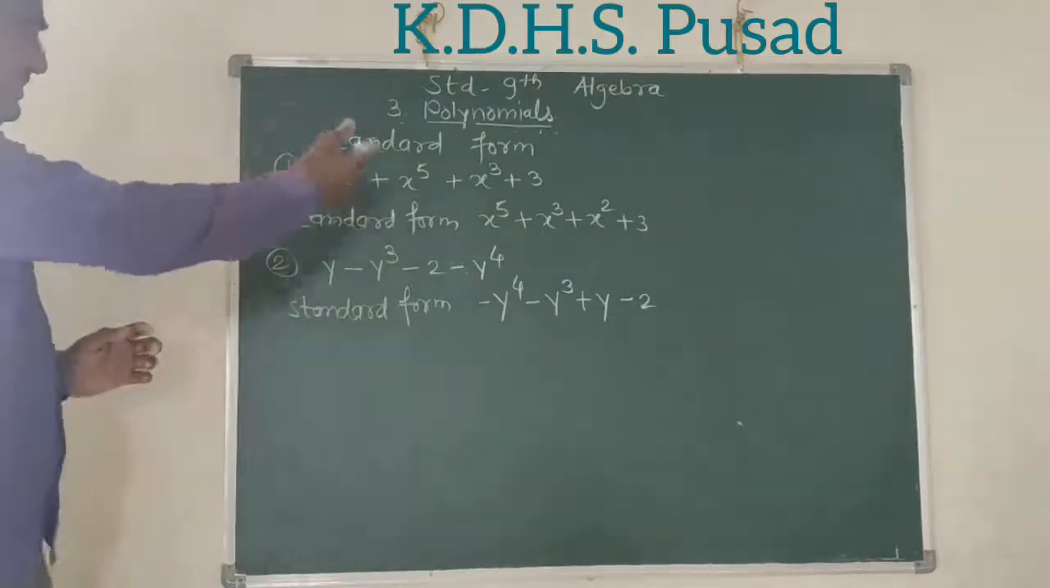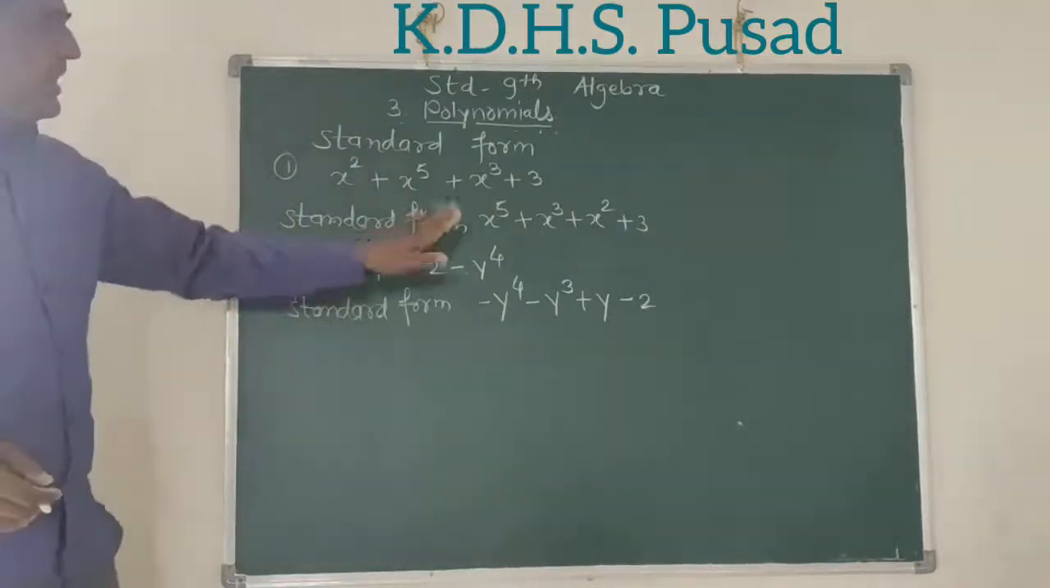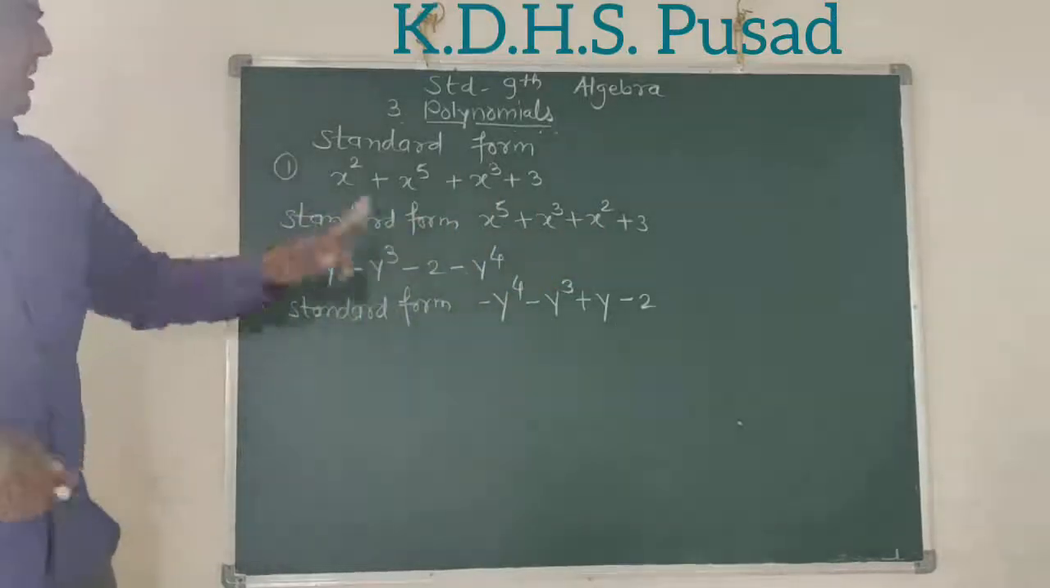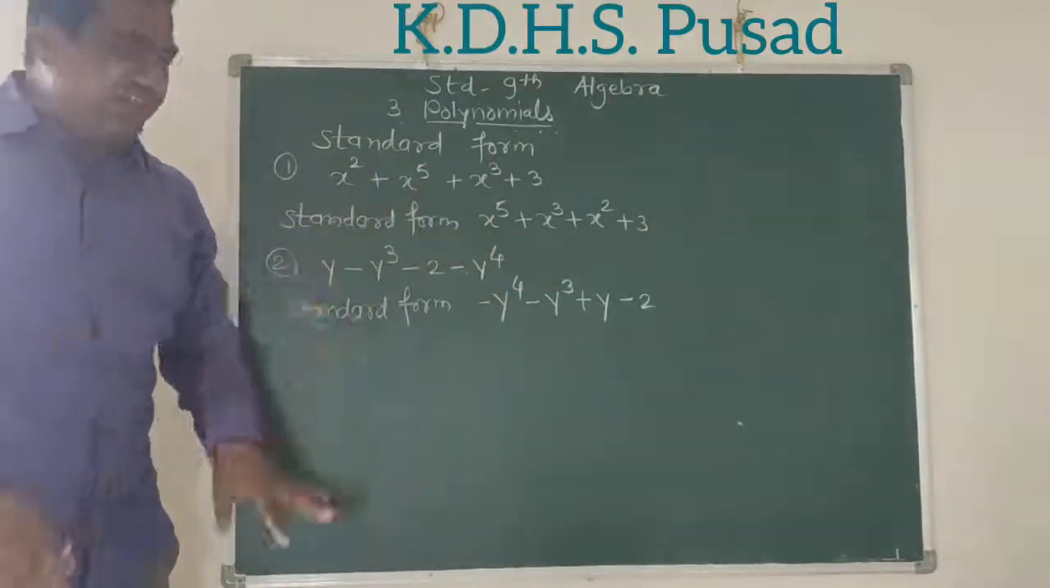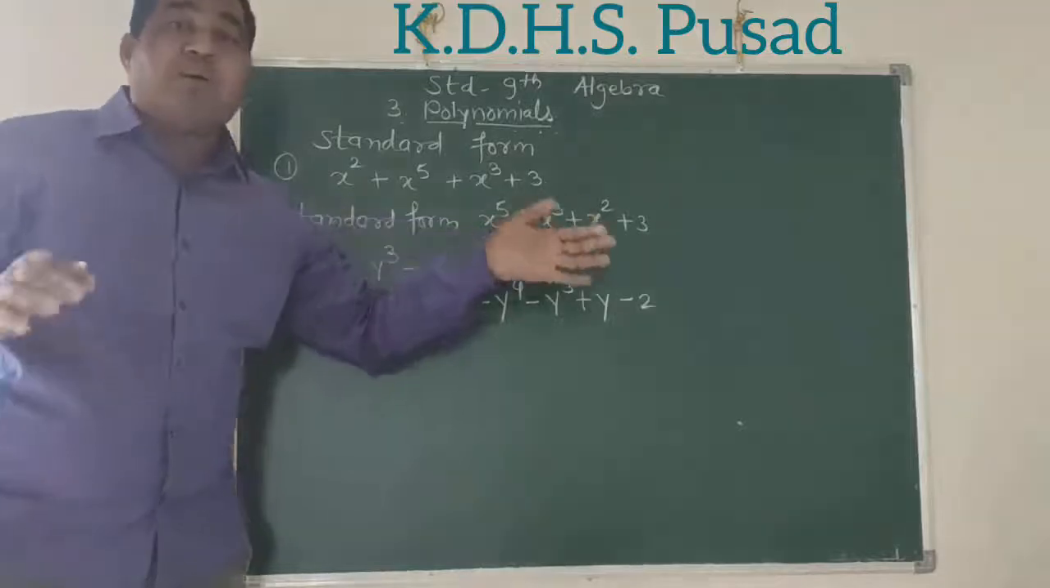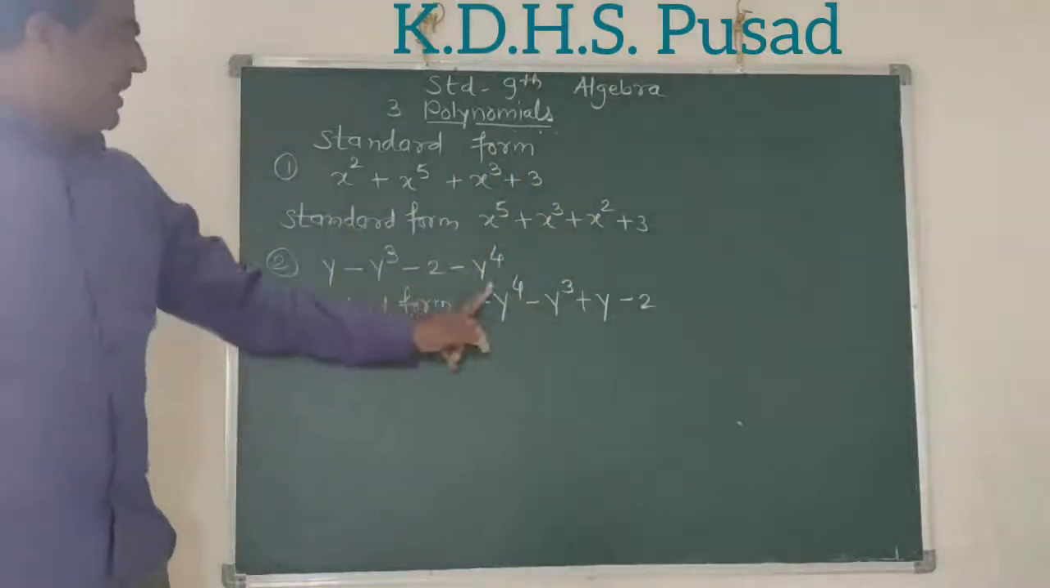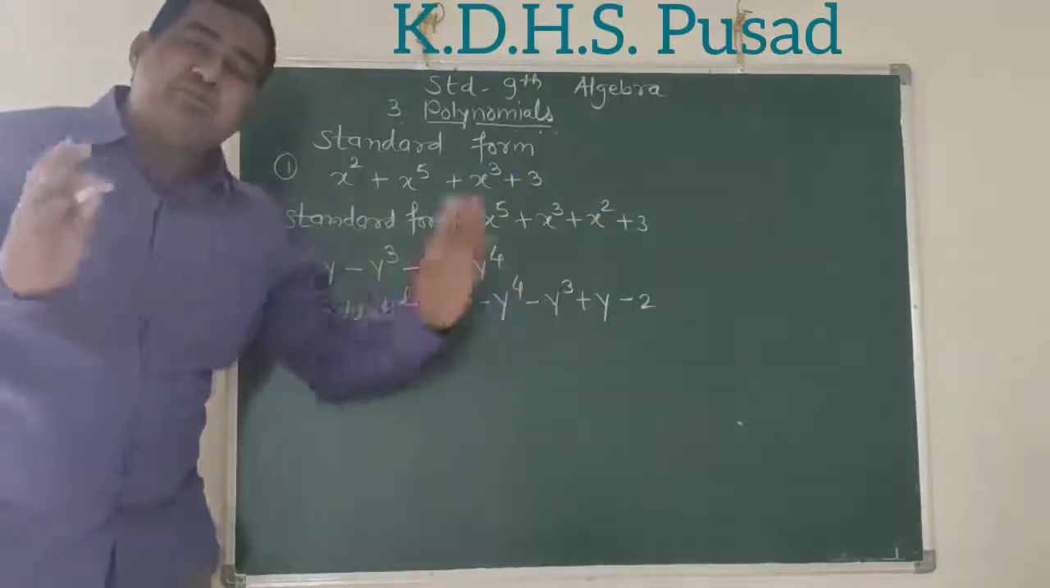Okay. Now in this, if we look, there are some terms missing. In the first example, power 4 and power 1 (x) are missing. In the second example, power 2 is missing.